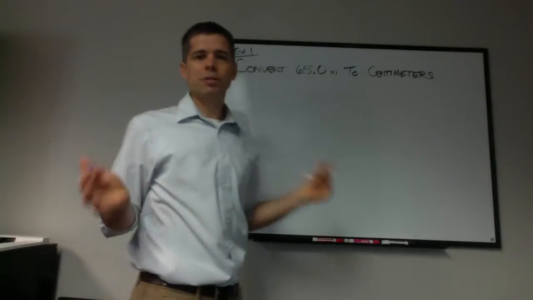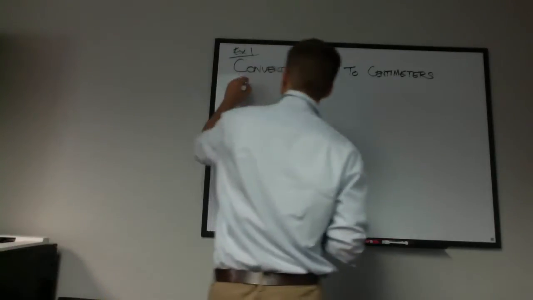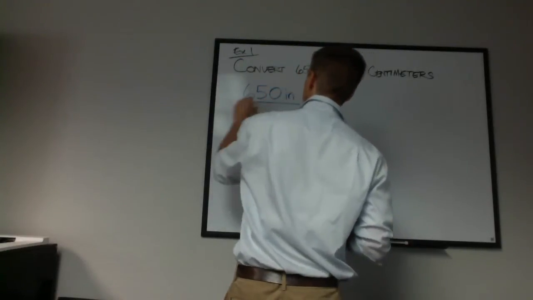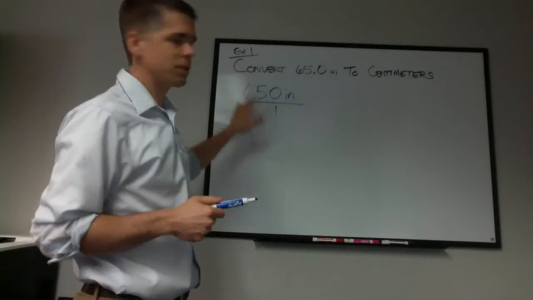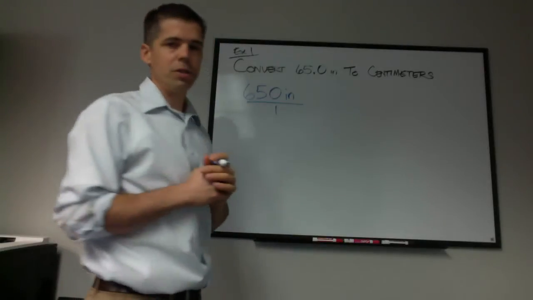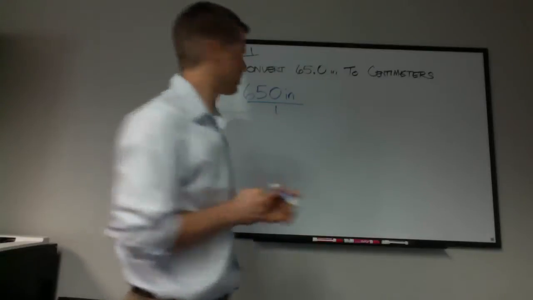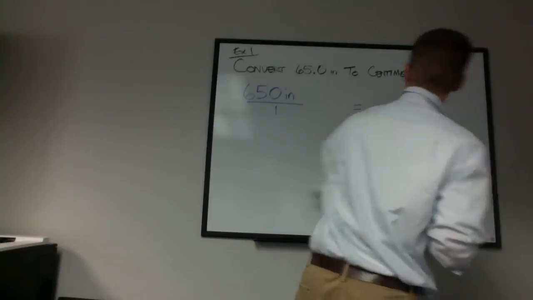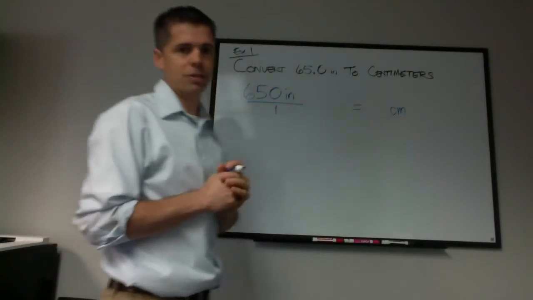When you solve one of these problems, what you do first is you write down your given, the information you know. We're going to write this number as if it were a fraction. So I write 65.0 inches over 1. The next thing we do is we think about what we're looking for. So in this problem, they tell us to find centimeters. So over on the other side of my board, I've written what I'm looking for, centimeters.